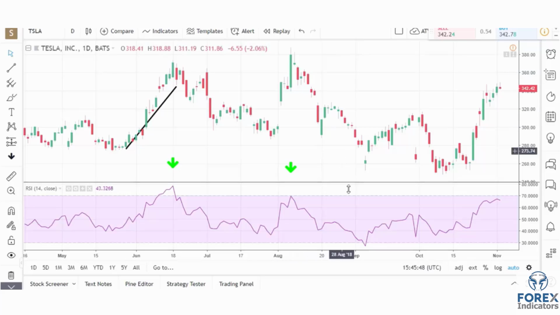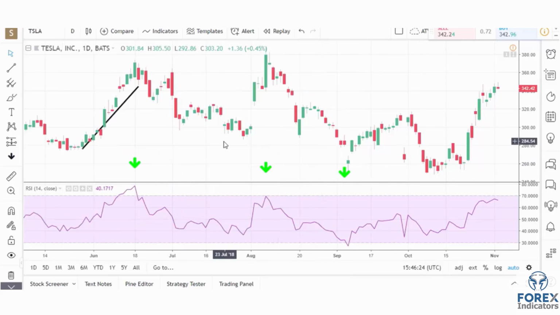The stock trended down, and we actually get a buy signal in early September. Here the RSI gives us a buy signal as it drops through the 30 level, telling us the stock is oversold at this point. And we get a nice rally in the stock from around 260 up to around the 315 level. So that's the RSI with Tesla.